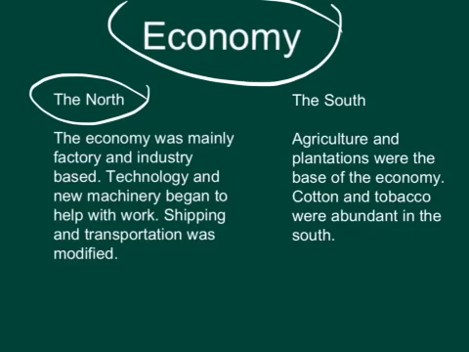Technology and new machinery began to help with work. Shipping and transportation was modified. In the South, agriculture and plantations were the base of the economy. Cotton and tobacco are abundant in the South and were harvested by the slaves.